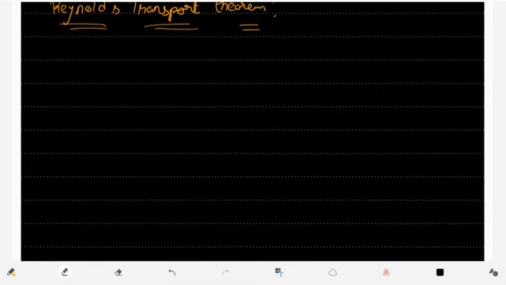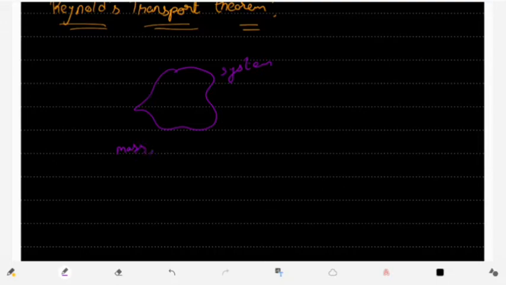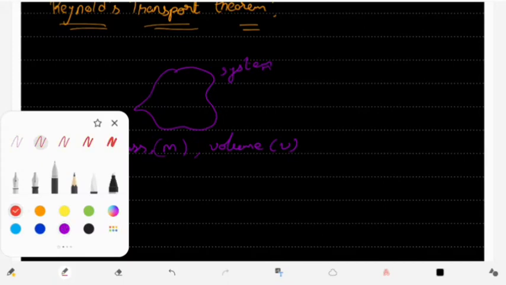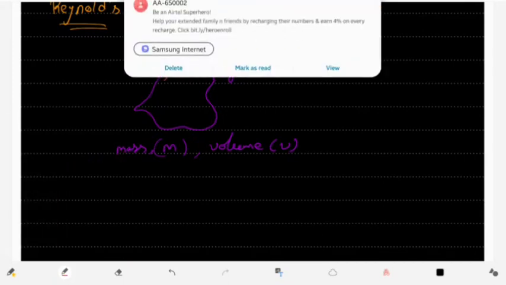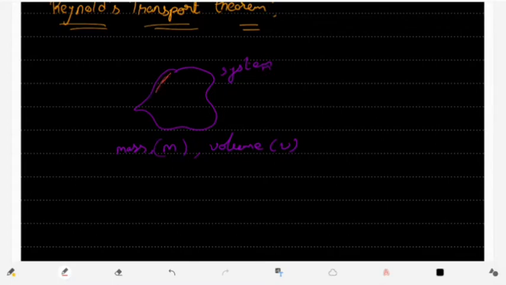First of all, let us consider any arbitrary system which has some mass m and volume v. To prove Reynolds Transport Theorem, we need a system which consists of any mass and volume. Then only we can prove that Reynolds Transport Theorem exists for the system. Now let us draw CV for this system. This is known as CV, control volume.